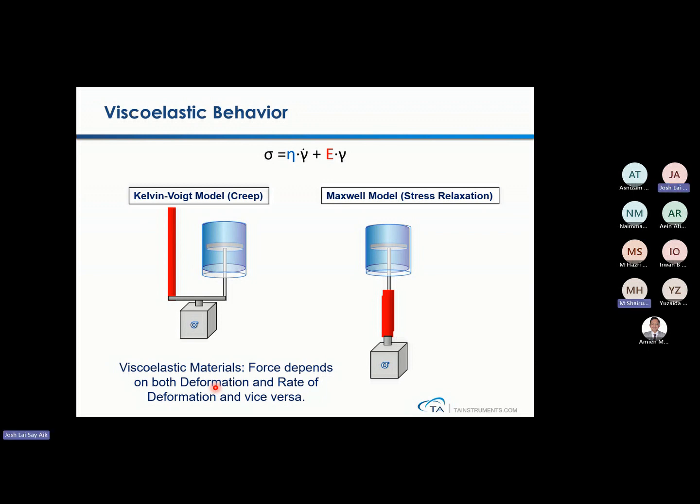You can only differentiate between the liquid and solid. Yes, it will give you two indexes. One is loss modulus, another one is storage modulus. Storage modulus is G prime. Loss modulus is G double prime. That I will explain to you later.